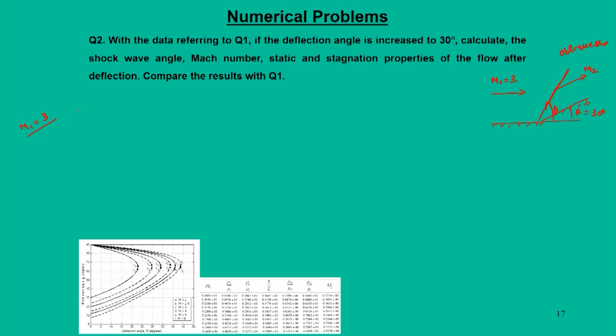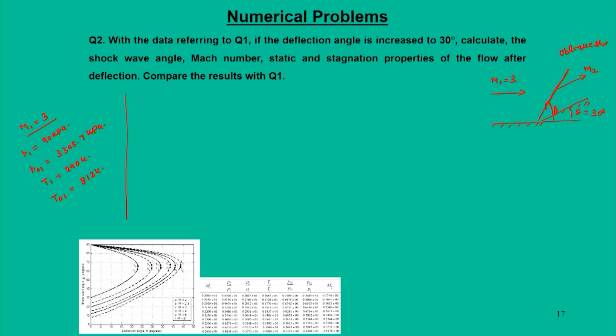For M1 is equal to 3, we carry forward the data. We have P1 is equal to 90 kPa. We have already calculated P01 is equal to 3305.7 kPa. T1 is equal to 290 Kelvin. T01 remains as 812 Kelvin.